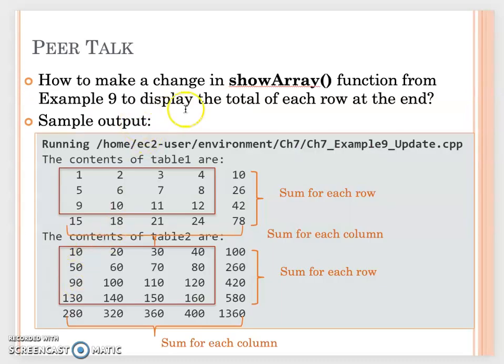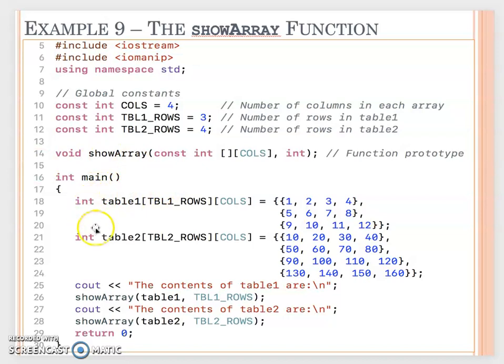Here is the output we have from example 9. In example 9, we declared two different two-dimensional arrays. You can either declare them like this, or you can have the outer curly braces, and then for each row you have an inner brace. Or you can have it all in one set of braces.